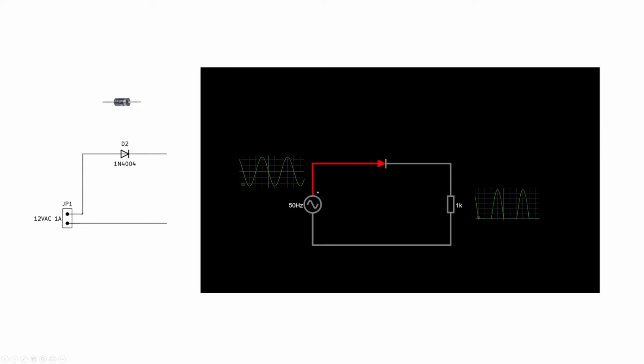Let's now focus on the top part of our schematic, the part that provides plus 12 volts. In this orientation, diode D2 will allow only the positive part of the AC signal to pass through. The output signal looks like this. We immediately notice that this is not suitable to act as a positive power supply. We want our signal to be smoother than this, much smoother.